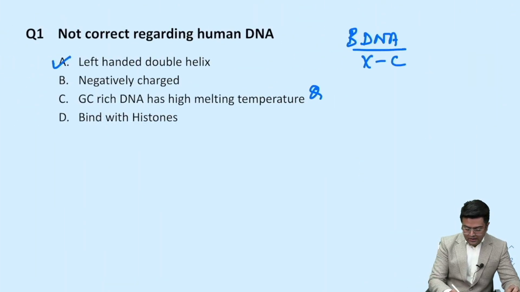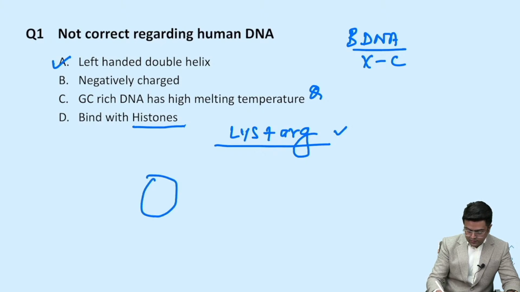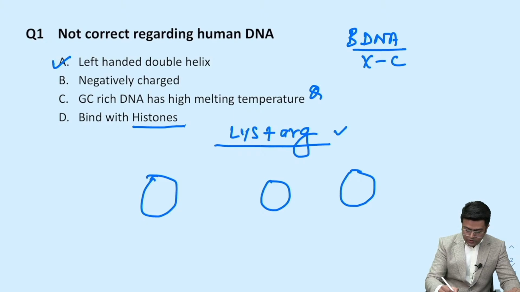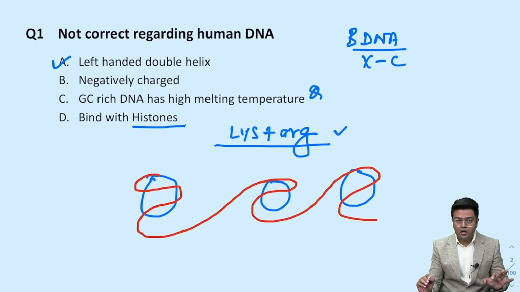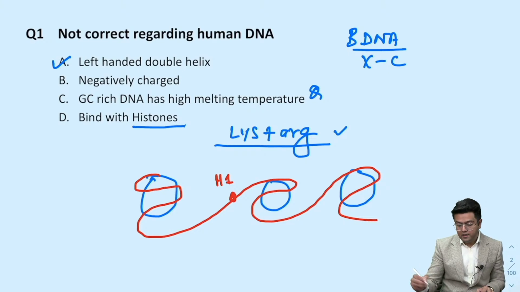Fine. Now option D, binds with histones. Guys, histones are positively charged proteins, mostly rich in lysine plus arginine. And one more question I want to add here: when histones make the beads on a string appearance, these are the octamers. Which is the histone which is not found in the octamers? The answer is H1. There is no H1 in the histone octamer. This is the octamer, but H1 is present in the linker DNA.